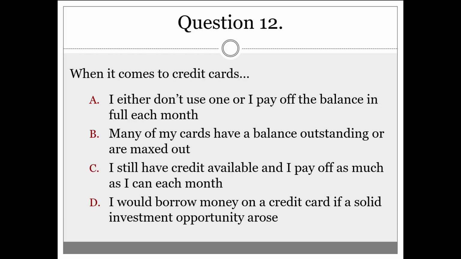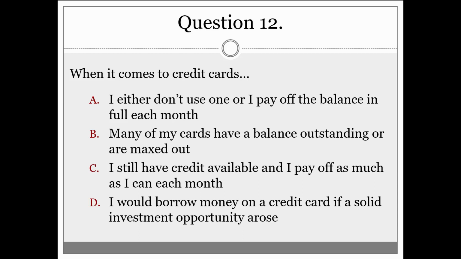And finally, number 12. When it comes to credit cards, A, I either don't use one or I pay off the balance in full each month. B, many of my cards have an outstanding balance or are maxed out. C, I still have credit available and I pay off as much as I can each month. Or D, I would borrow money on a credit card if a solid investment opportunity arose. So lastly, whichever one of those answer choices best describes you, write that letter down next to number 12 on your answer sheet.